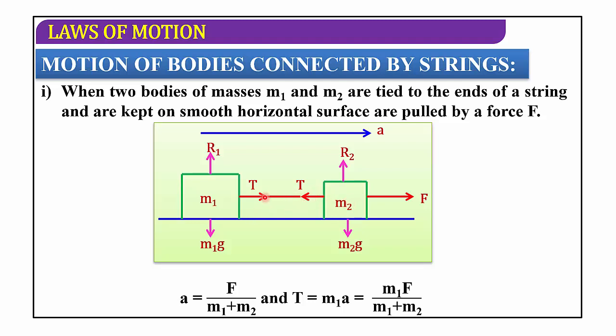Always tension is exerted in opposite direction. So T equal to M1 into A. So in place of A, write this equation F by M1 plus M2. You will get the final equation M1 F divided by M1 plus M2. So T equal to M1A. In place of A, we wrote this equation. This equation you have to remember when two bodies are connected or tied by the string.